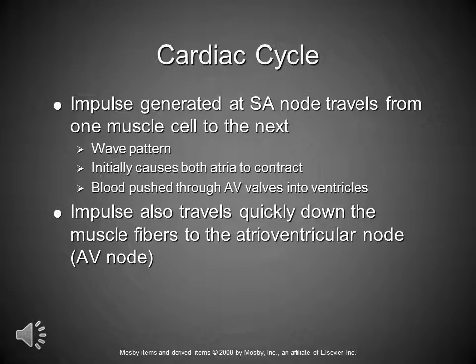The cardiac cycle occurs when an impulse is generated at the SA node. Once the SA node depolarizes, the impulse travels from one muscle cell to the next in a wave pattern. It causes all the atrial muscle cells to contract. It spreads from the upper right quadrant of the right atrium, then down and to the left.